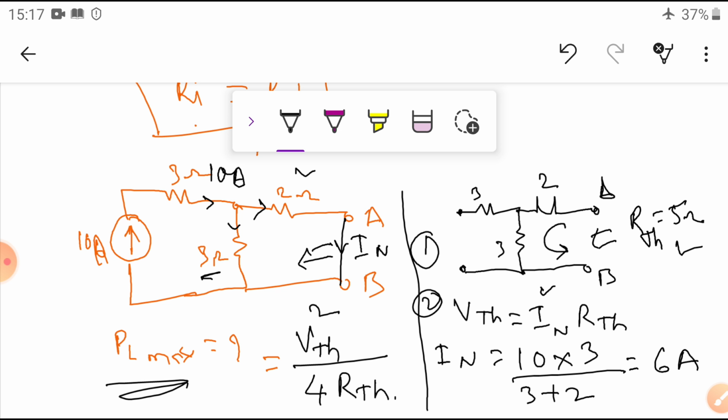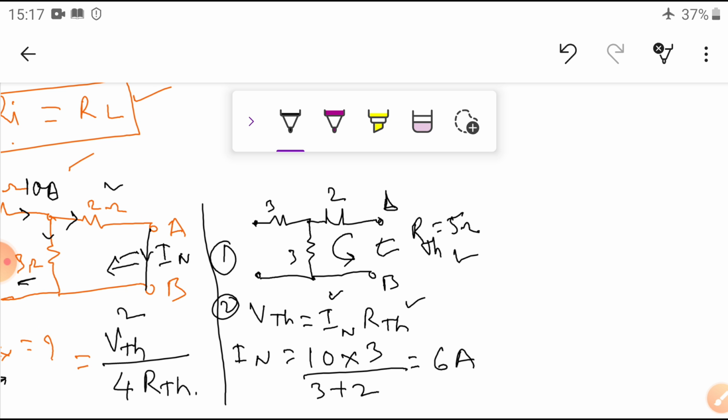Now we know the I_N, we know the R, then simply substitute this value. So that is equal to, you are going to get it. What is the I_N? 6 amperes. What is the R Thevenin's? We got it, 5. So that is equal to nearly 30 volts.